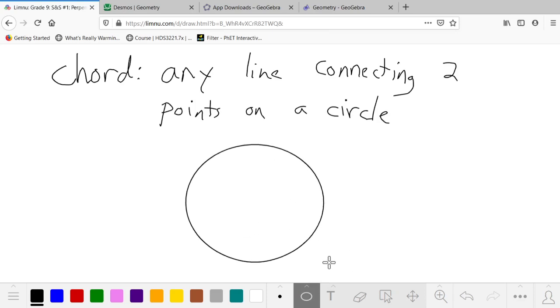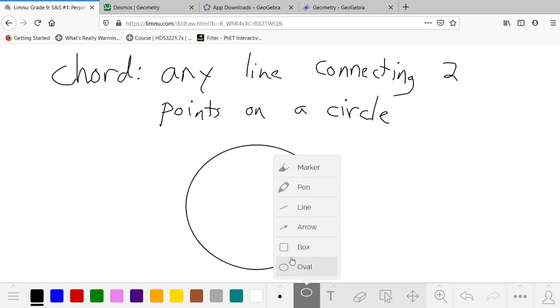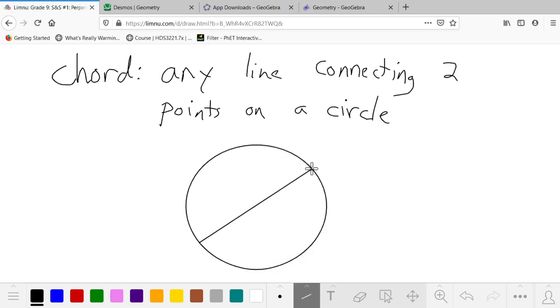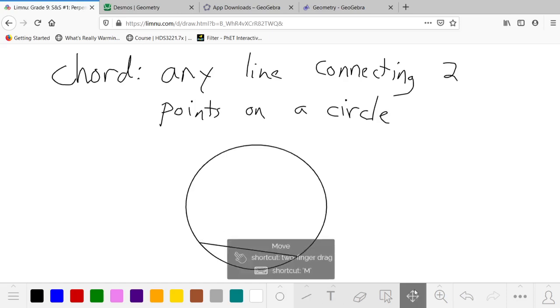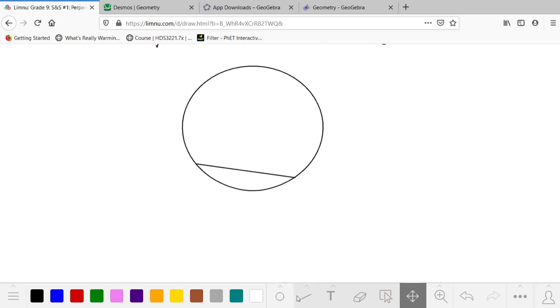So in the case of a circle, a chord connects one point to any point anywhere else on that circle. Going straight through the center gives us the diameter, but it could be any of these points here. Anywhere at all, that line is now a chord. So that is one of the 2 key terms that we need here.